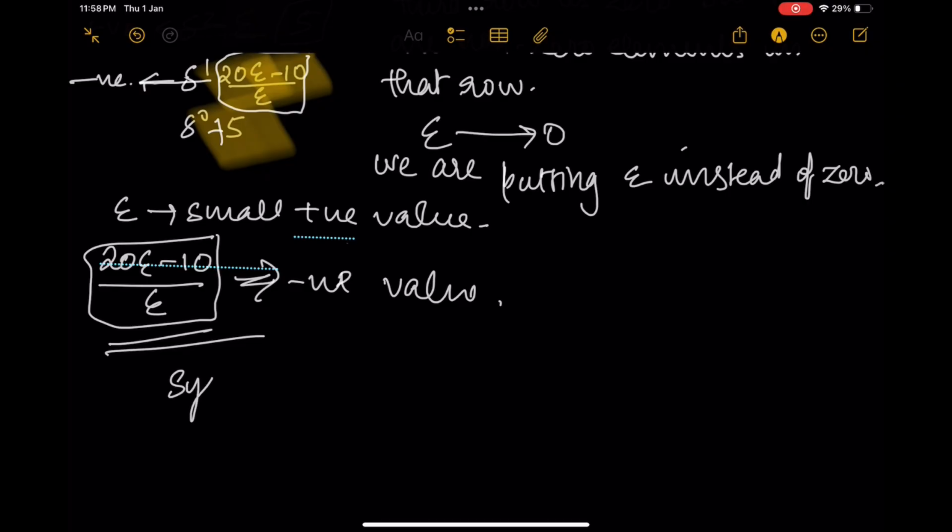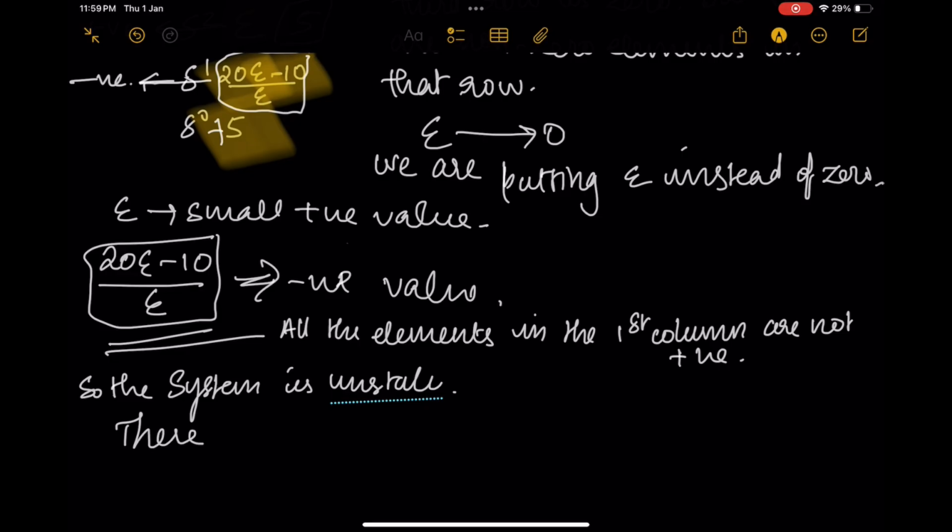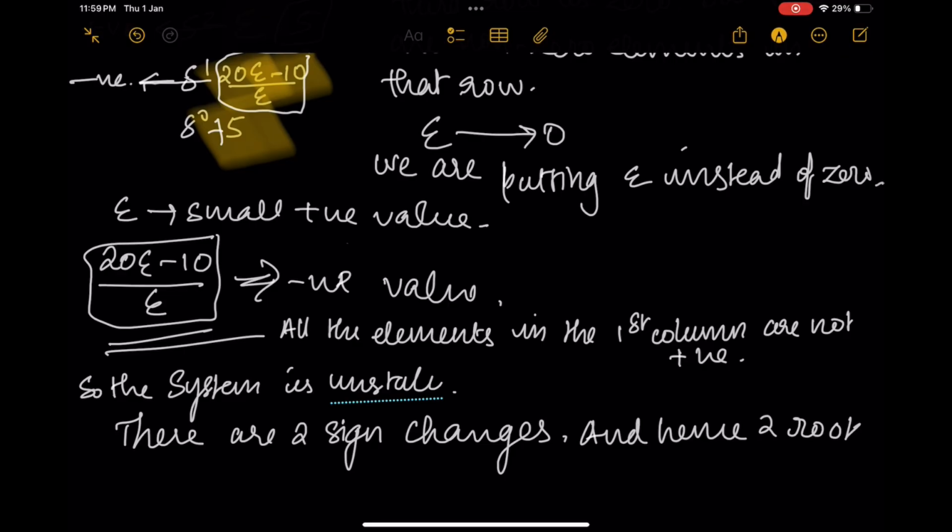The system is unstable. The reason is that all the elements in the first column are not positive. So the system is unstable. Here we can say that there are two sign changes, and hence two roots lie on the right half of the S plane.